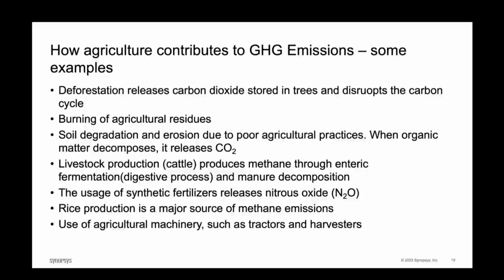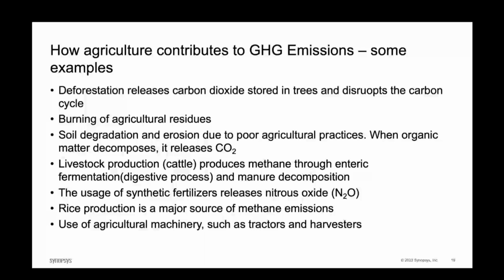And so when organic matter decomposes, it releases CO2. And this is very important, agricultural practices. We're going to see later that an important part of the farmers around the world are small farmers with no education and no knowledge about how to do things in a different way. Livestock production, the cattle produce methane, so we can call it fermentation, and manure decomposition. And the usage of synthetic fertilizer releases nitrous oxide.